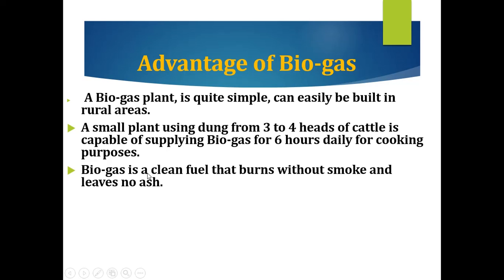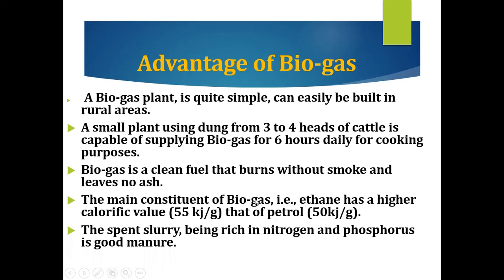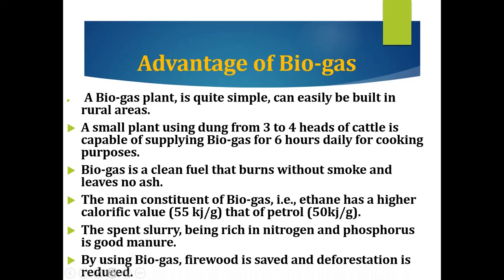Biogas is a clean fuel. It will burn without smoke and it will not leave any ash. The main constituent of biogas is methane, which has a higher calorific value than petrol. And the spent slurry, which is left behind, is rich in nitrogen and phosphorus and can be used as manure. By using biogas, firewood is saved and deforestation is reduced. So we can save the wood, and we can reduce the cutting of forests.